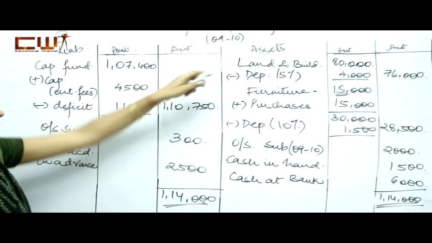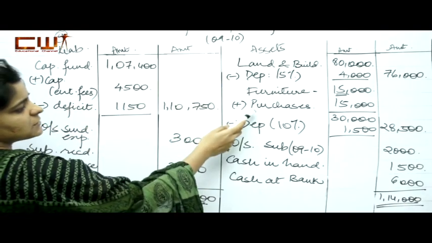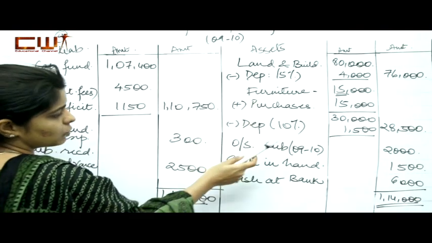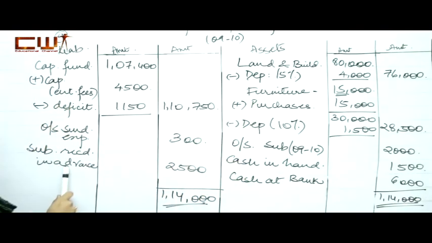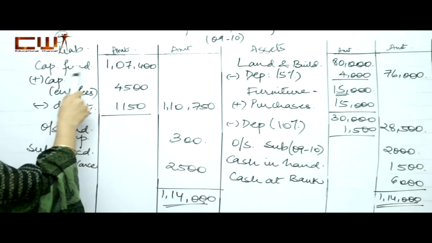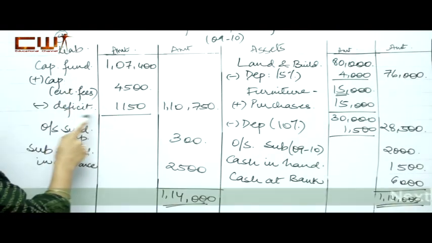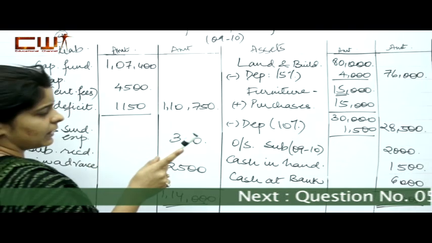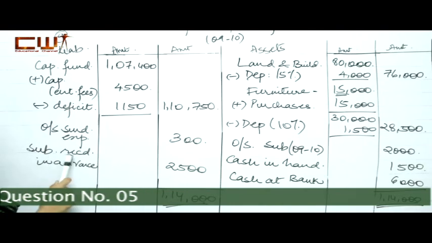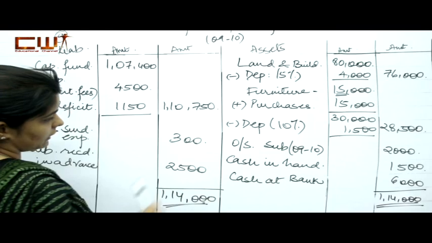This is how you make the balance sheet. You have all the amounts. You have the depreciation. For furniture, remember, furniture plus purchases minus the depreciation, with depreciation always on the opening balance. Outstanding subscription will come here. Subscription received in advance will come on this side. Cash in hand, cash at bank. Then you have the capital fund. You add the capitalized entrance fees, then subtract the deficit that you calculated in the income and expenditure account. Outstanding expenses and the subscription received in advance come here. The total is coming out to be 1,14,000, right?